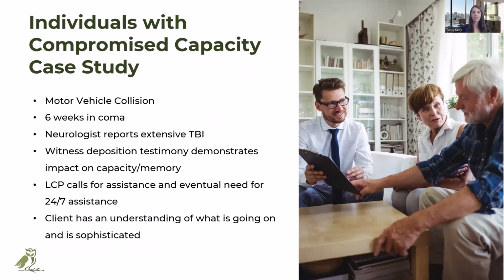Here's a case, I kind of went through these facts, but you have a client who was in a high-speed motor vehicle collision. They were in a coma for an extended period of time. We have multiple expert witnesses and treating physicians that have said there's a brain injury. The life care plan says eventual need for 24/7 assistance, even though he or she doesn't need it now. And the client has an understanding of what's going on and is sophisticated, but also has appreciable deficiencies. What is the right call in a case like this?